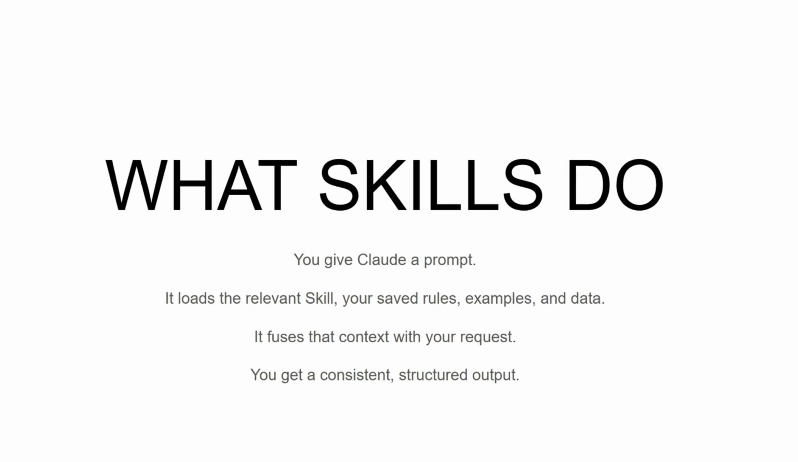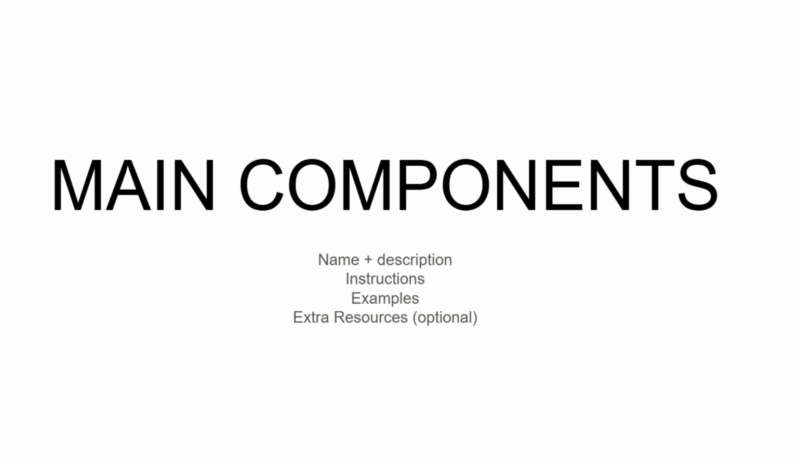Alright, so basically what skills do and how they work is, in short, you would give Claude your skill as a prompt, and then from then on, whenever you chat relating to that skill, it'll have your saved rules, examples, and data, and then it'll fuse that with whatever input you give it, and you're going to get an output based on that skill. Okay, so each skill is basically like a small instruction package. Ideally, you want to give it a name, description, instructions, examples, and if you have any, throw in some extra resources. But next I'm going to build one real quick just so I can show you how it works.